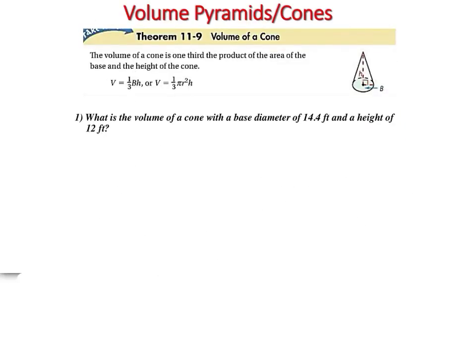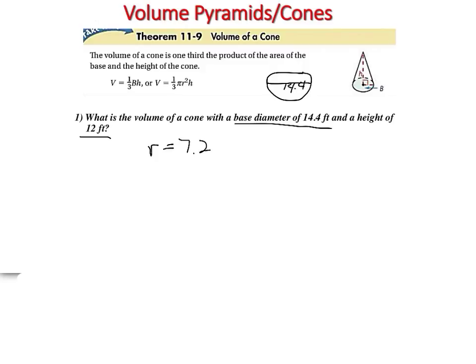So for a cone, the volume's the same idea, only the cross-section, that bottom area, is pi r squared. So in this problem, it says, what's the volume of the cone with a base diameter of 14.4 feet and a height of 12 feet? So in this picture, the 14.4 is the diameter all the way across it. So our radius is going to be half of that, which is 7.2.